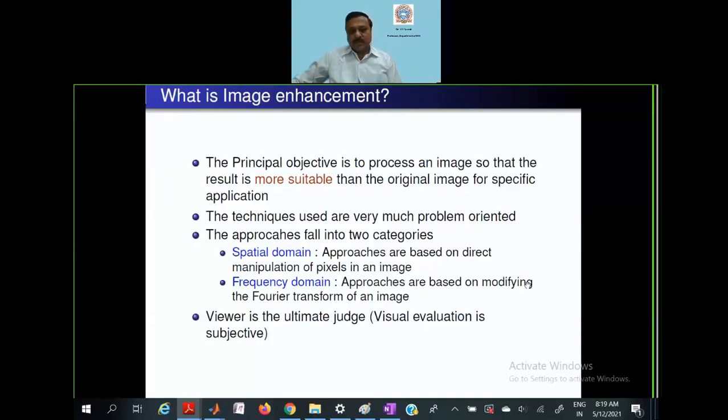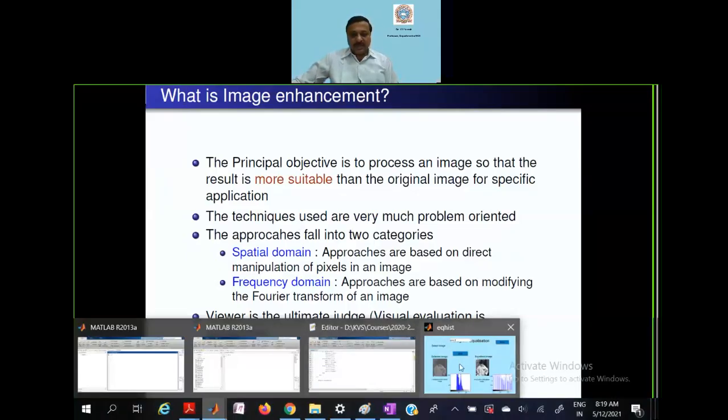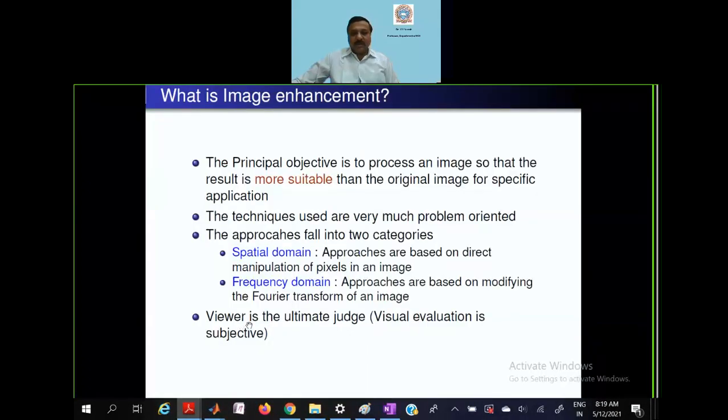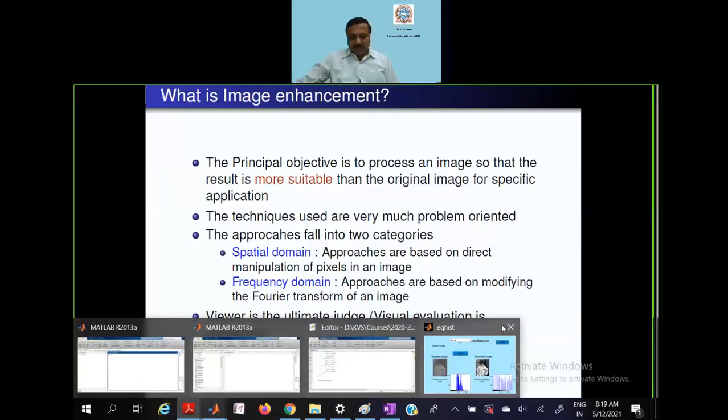So one very important point here is, if I just ask a question to any one of you, all of you would say the right side image is better than this. That means you are the deciding factor. Viewer is the ultimate judge. Visual evaluation is subjective. So what does that mean? What looks good to me may not look good to some other person. So it is subjective.